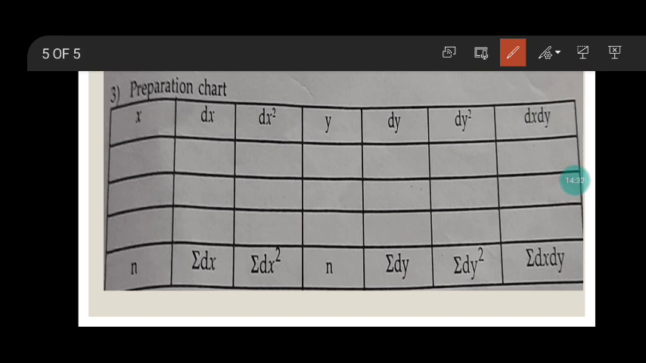Then in the last you have dx into dy. Here you have to multiply these two columns, dx into dy, and at the end you have to take the summation of this dx into dy. This way you prepare a preparation chart, and from it you get the values of the different terminologies that we have in our formula for calculating Karl Pearson's coefficient of correlation. Once you have all these values, after putting them in the formula, you make the calculation and you get the coefficient of correlation.